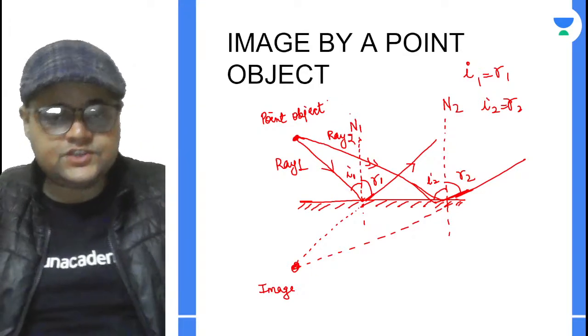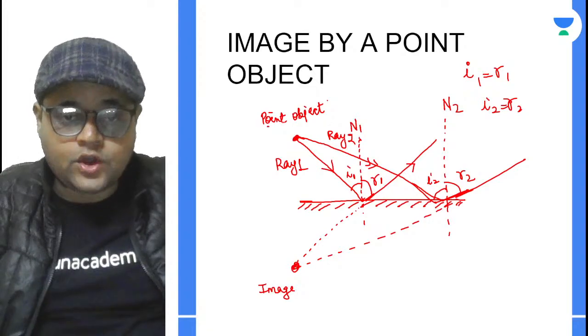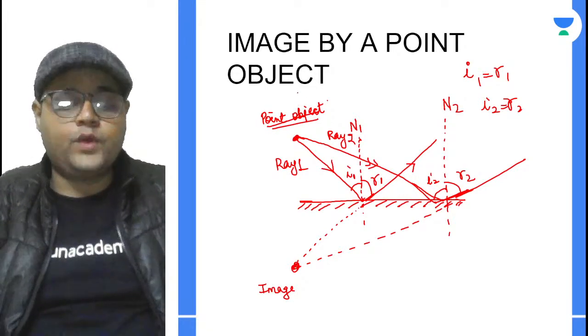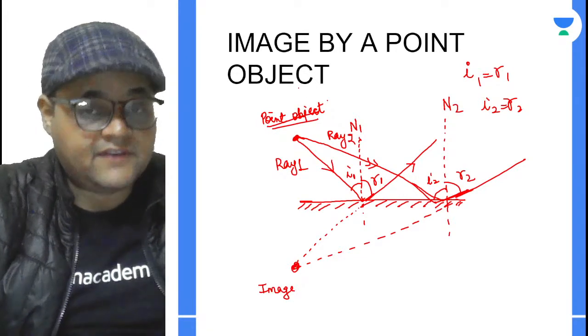Now this object was a point object. Instead of having a point object, we can rather have an extended object as well. Now what does this extended object mean? This extended object means that the object is no more a point object. It has its own particular length.